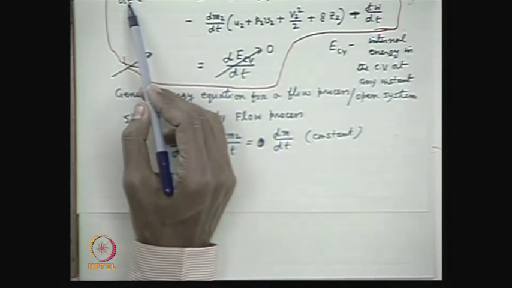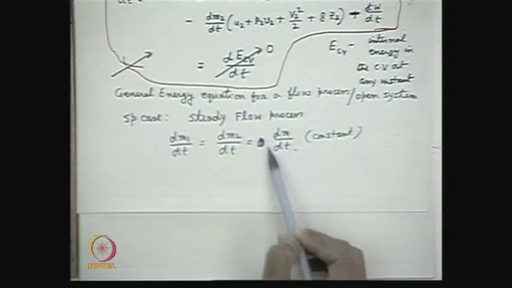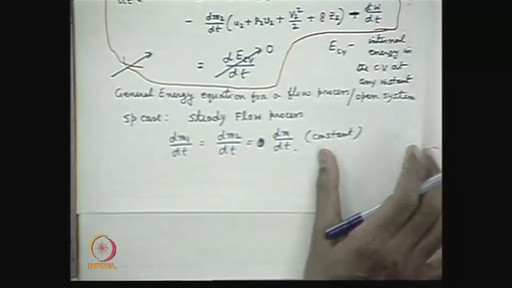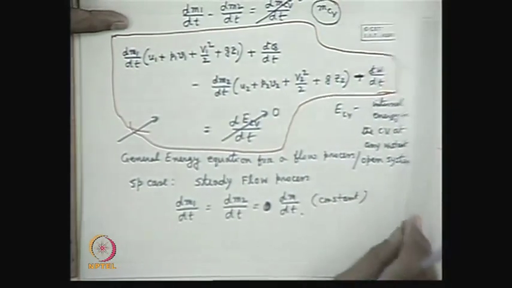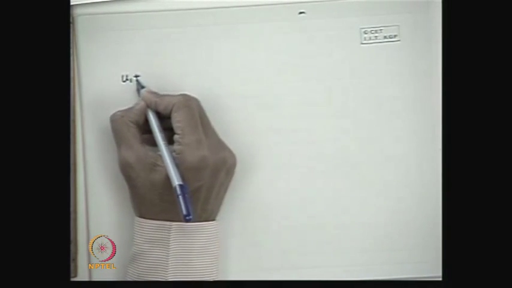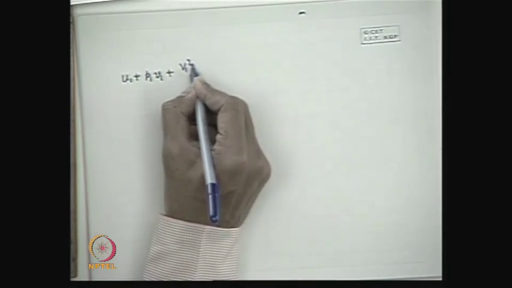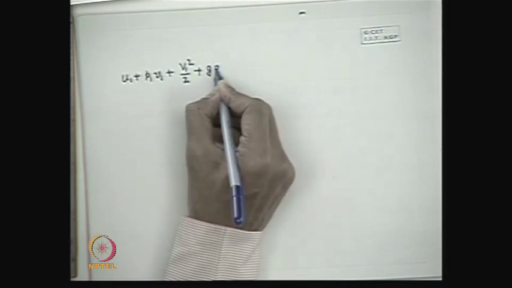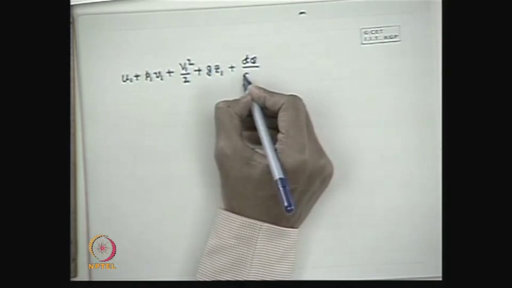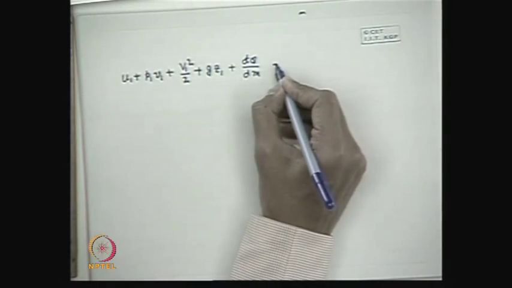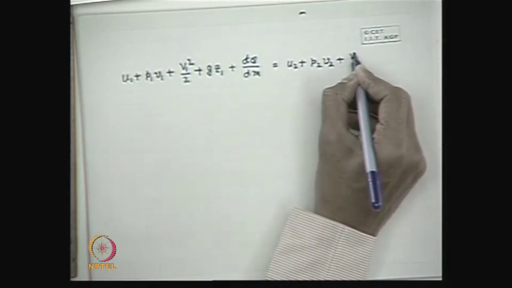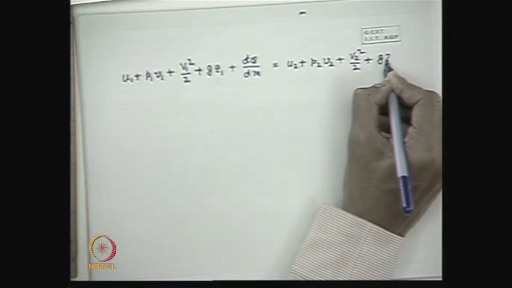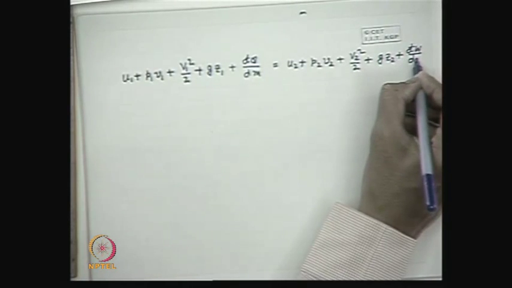This is the general equation for a steady flow process, but conventionally it is written in a form like this. If we divide each and every term by dm1/dt or dm2/dt, which are equal to each other, and let it be dm/dt, then we get an equation in this form: u1 plus p1 v1 plus V1 square by 2 plus g z1 plus dq/dm is equal to u2 plus p2 v2 plus V2 square by 2 plus g z2 plus dw/dm.